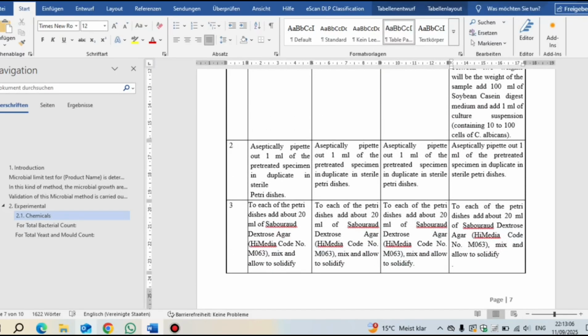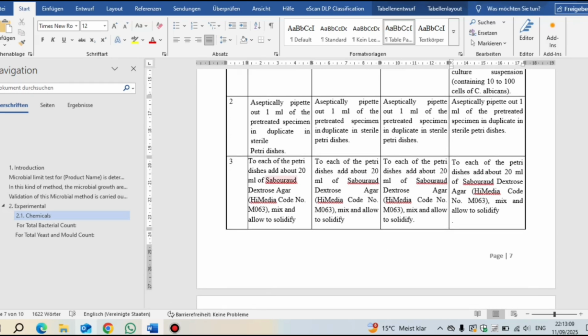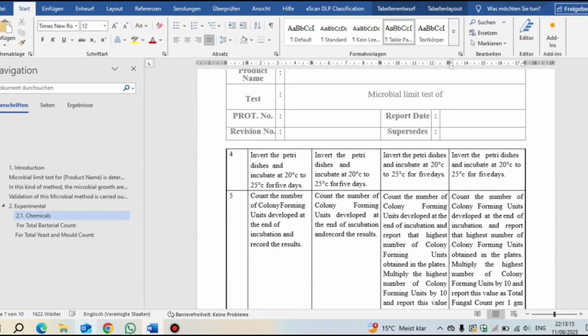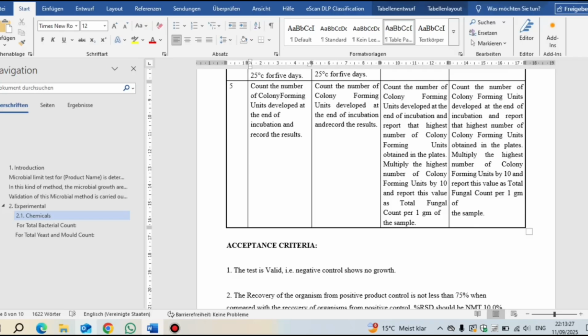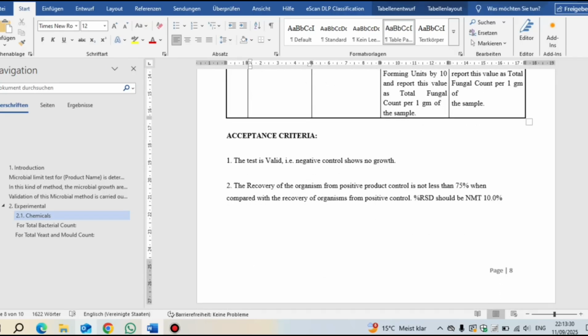In the second step, aseptically pipette out 1 ml of the pre-treated specimen in duplicate into sterile petri dishes. In the third step, to each of the petri dishes add about 20 ml of Sabouraud dextrose agar, whichever brand you use, mix and allow to solidify. Then the fourth step, invert the petri dishes and incubate at 20 degrees Celsius to 25 degrees Celsius for 5 days. In the fifth step, count the number of colony forming units developed at the end of the incubation and record the results. We follow these steps in all of them.